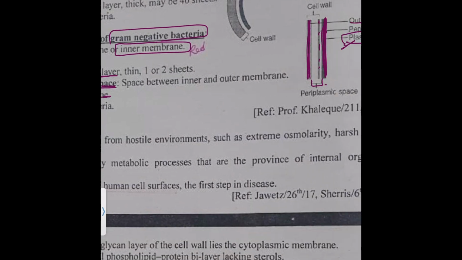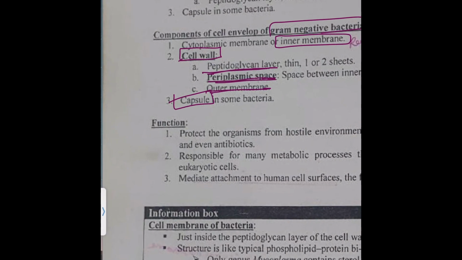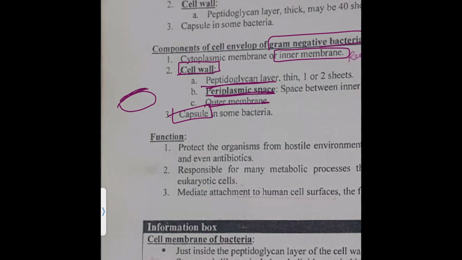What it basically means is that if this is the bacteria, it has a cell membrane, then it has the outer membrane, periplasmic space and peptidoglycan layer. These three things, the outer membrane, periplasmic space and peptidoglycan layer, are the cell wall. This is the cell membrane, and it can also have a capsule. These are the cell envelope components: cytoplasmic membrane, cell wall and capsule.